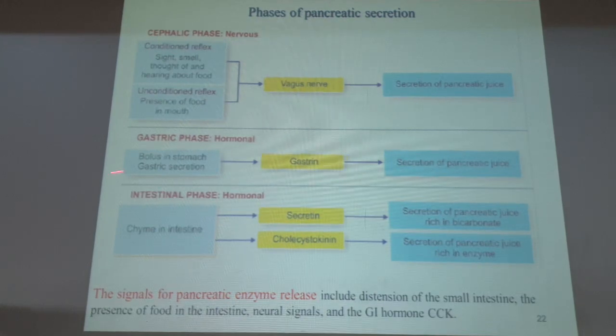Intestinal phase. So the chyme is in the intestine. There will be stimulation of these two hormones. We know one of them stimulates the ducts and the other one stimulates the acinar cells.